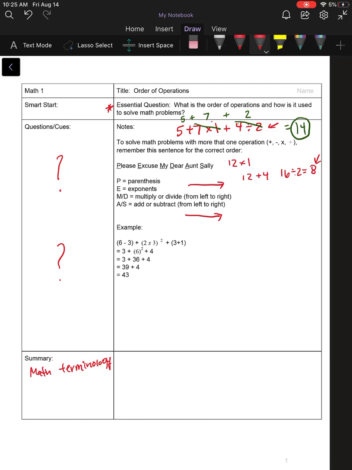Okay, so here's an example. This is what you're actually going to see. You're not going to see too many problems like the first one, but you'll see more problems like the second one. Here's our example. Okay, so we're going to get started.